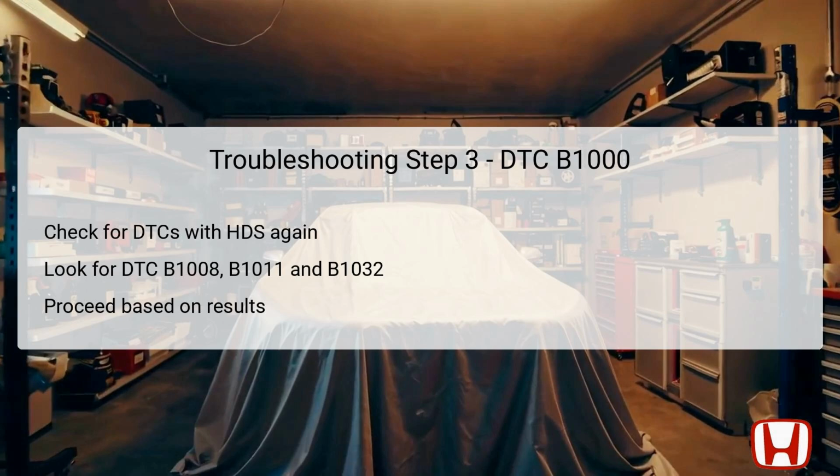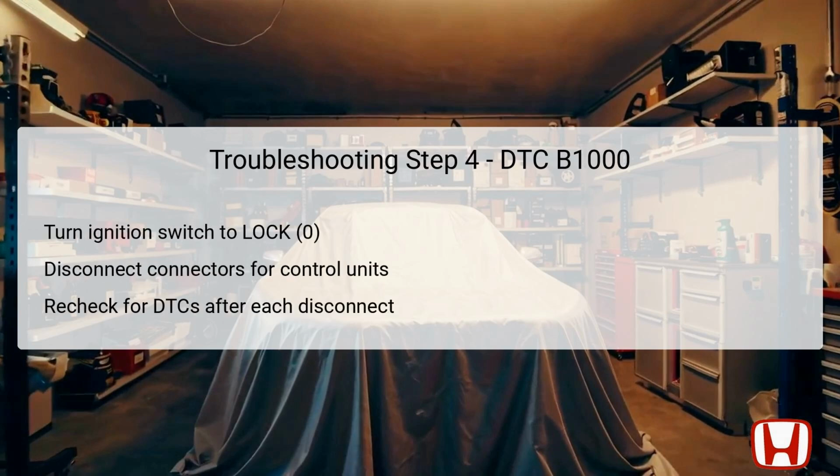Conversely, if none of these DTCs are present, it suggests that the issue may reside within the microprocessor integrated control unit, commonly referred to as MICU. Following this assessment, the technician should replace the under-dash fuse or relay box, indicative of a fault within the unit. For the fourth step, turn the ignition switch to the lock position again.